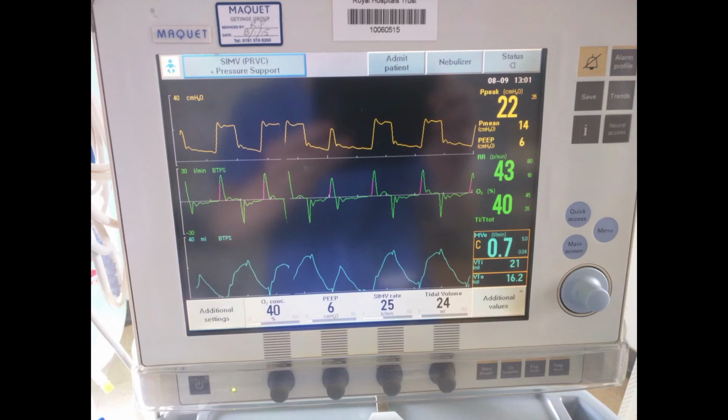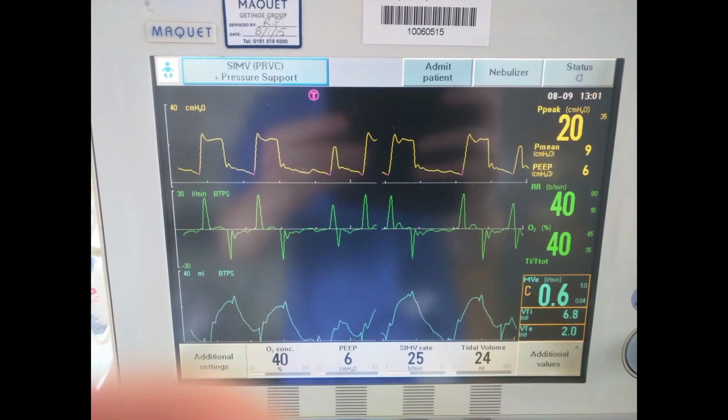So you can see any of them that have this little purple line on the flow tells you the patient has triggered this breath. And any of them that don't have the purple line, it'll just be a green upstroke, tell you that the ventilator has initiated the breath because the time to deliver the breath, the threshold, has been reached.